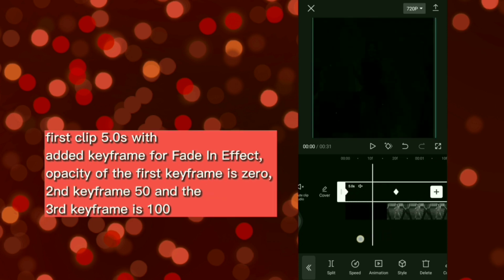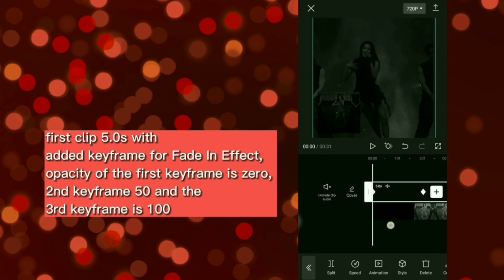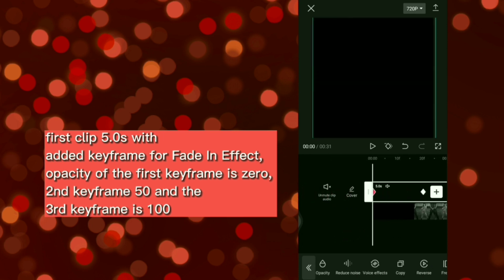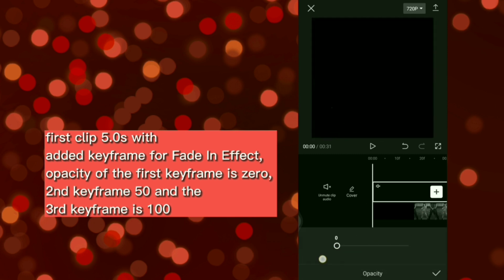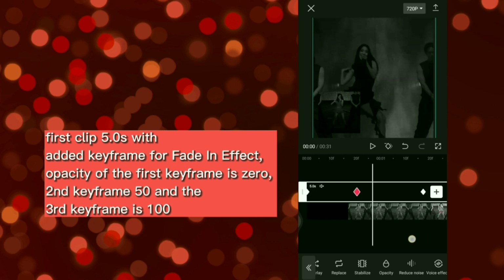First clip 5.0 seconds with added keyframe for fade-in effect. Opacity of the first keyframe is 0, second keyframe 50, and the third keyframe is 100.